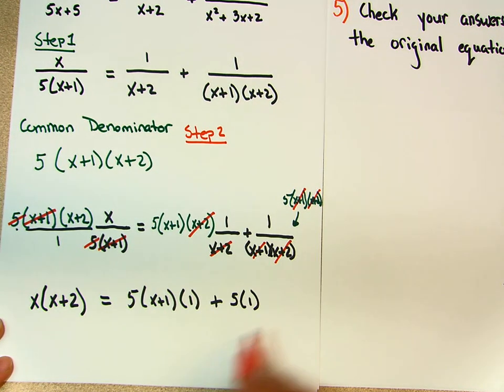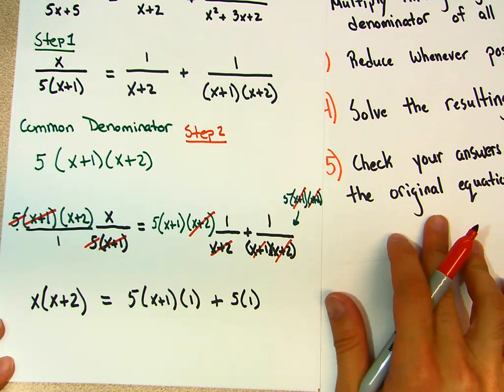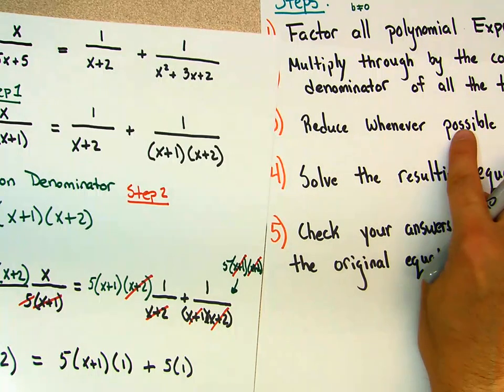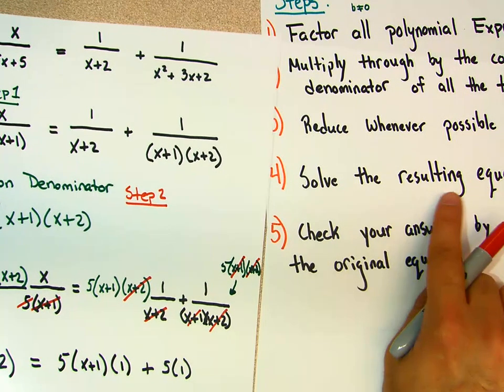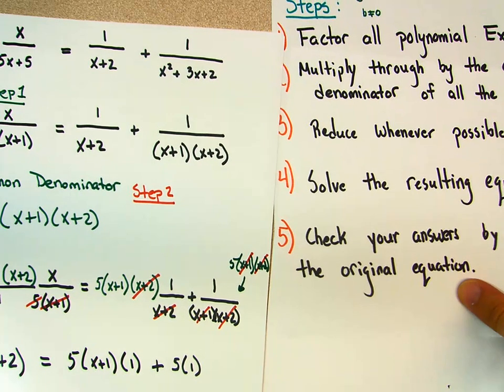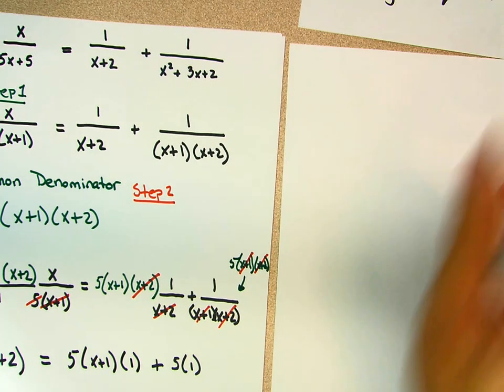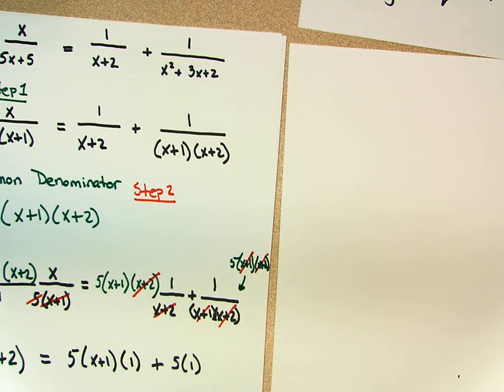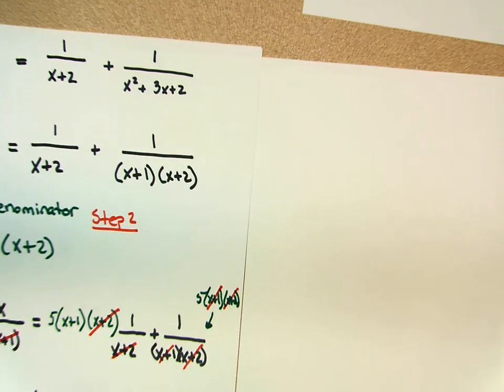Okay, step 3, what are we asked to do for step 3? Reduce whenever possible, and then we're going to solve the resulting equation. So let's take a look. Here, let's do step 3 over here. Oh, my bad. Oops, sorry.